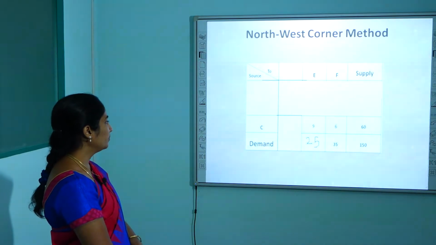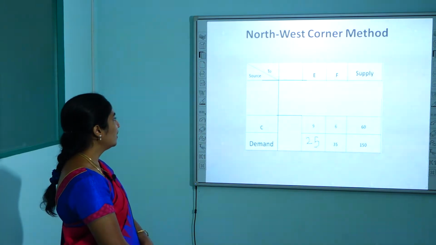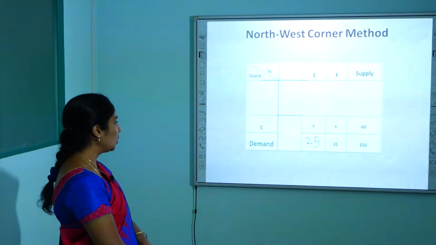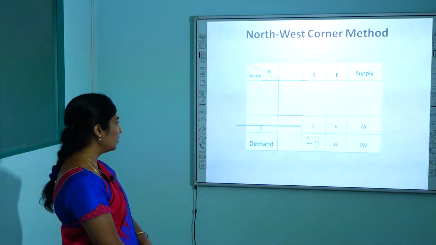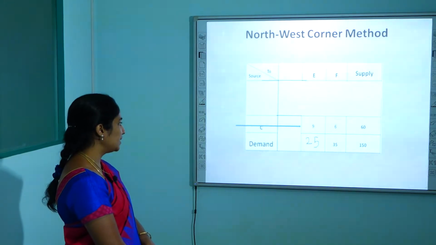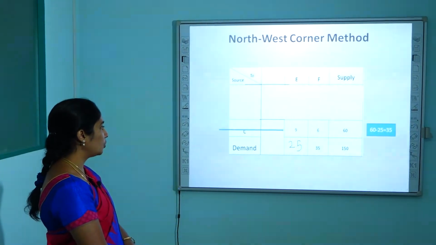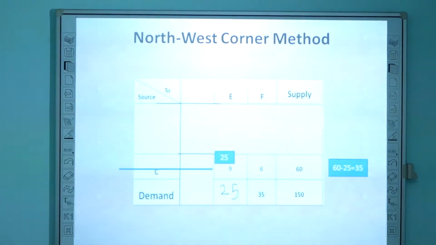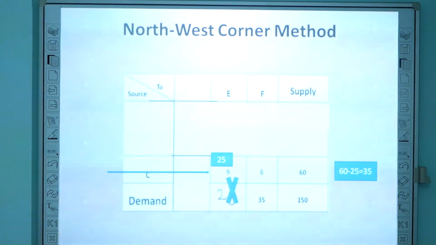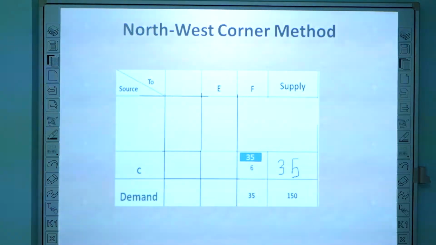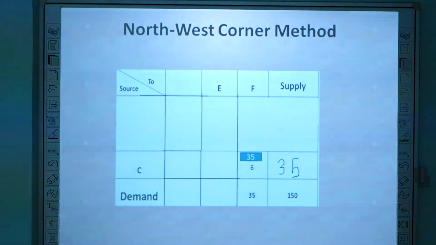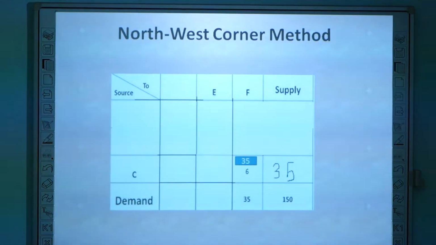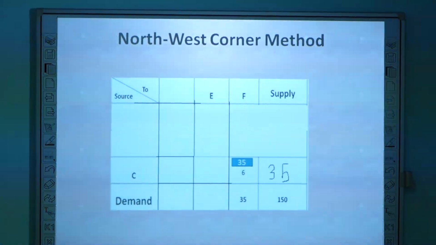Next we have 1 row and 2 columns here. Here the top left corner is the cell CE. Select the minimum value. Here the minimum value is 25. Allocate the 25 to the CE cell. Then subtract the value 25 from 60. Write the 35 value instead of 60. Then cross out the column. Next we have 1 row and 1 column. The value is the minimum value, same as supply and demand value. So, allocate the 35 into the cell CF.